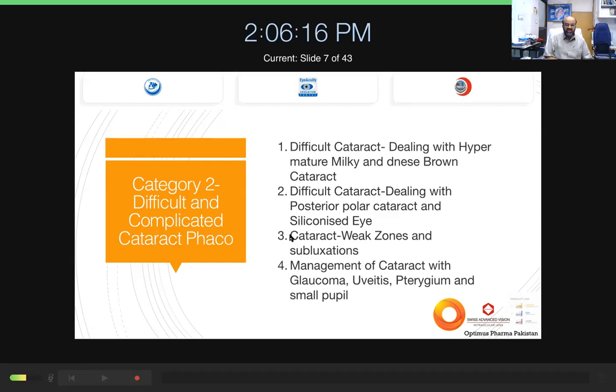Then the second phase of the course will start with the difficult and complicated cataract Phaco patients. In this, we'll be discussing first the hypermature and milky cataracts and dense brown cataracts. Then there will be a lecture on dealing with posterior polar cataract and how to handle the siliconized eyes. It will be followed by management of weak zonules and then a discussion on management with other comorbidities like glaucoma, uveitis, pterygium, and small pupil.